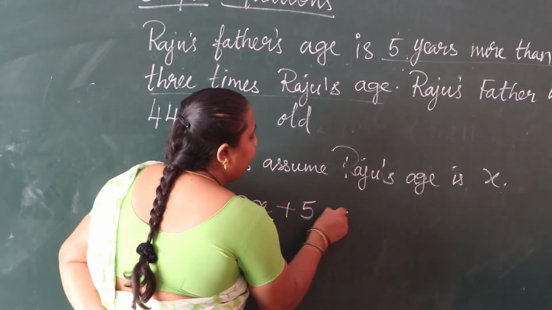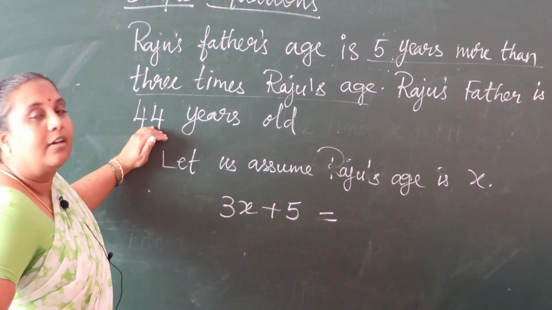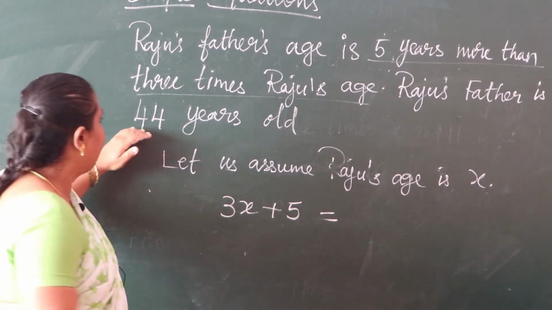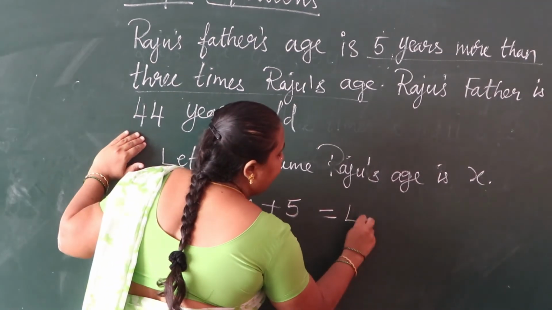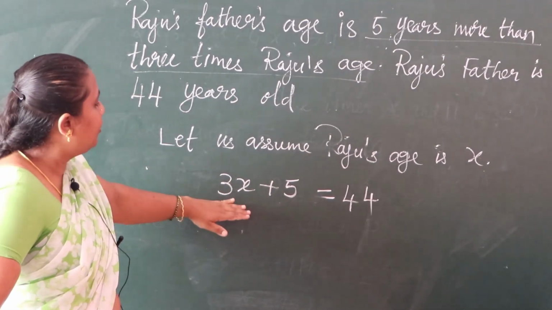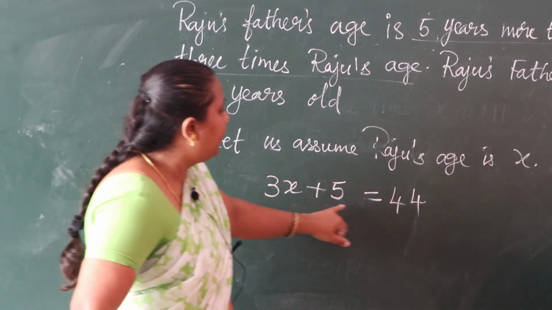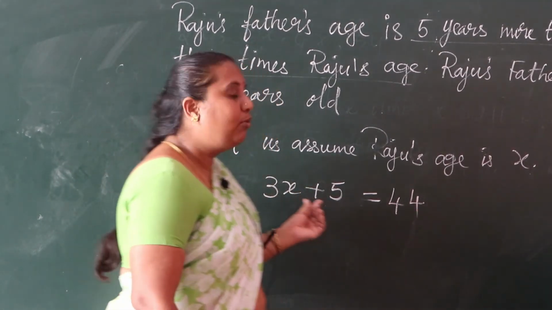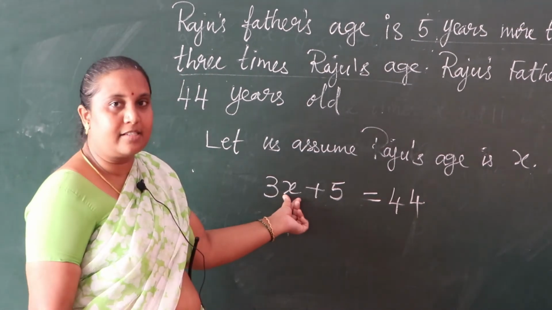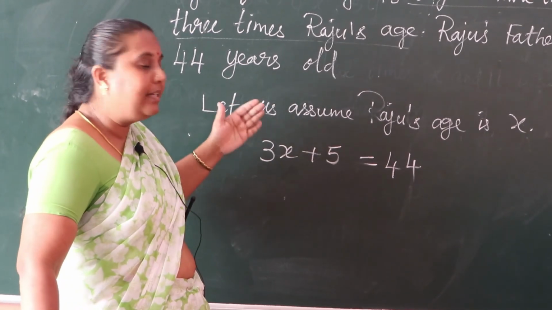And what is Raju's father's age? 44 years. It is exactly correct. Raju's father's age is 44 years old. So Raju's age we want to find out here. That is 3x plus 5 equals 44. Now Raju's age is x. So let us see how to solve this equation in our next class.